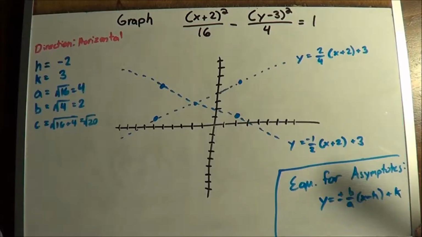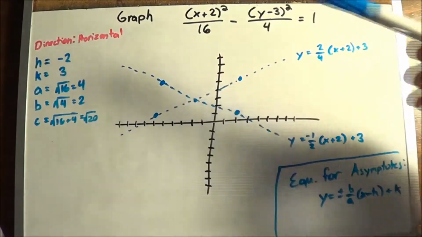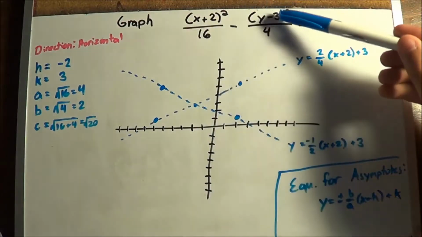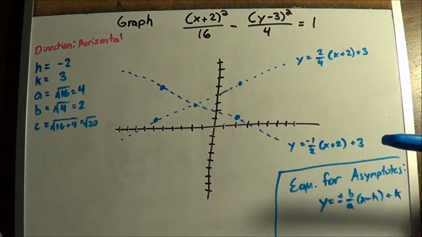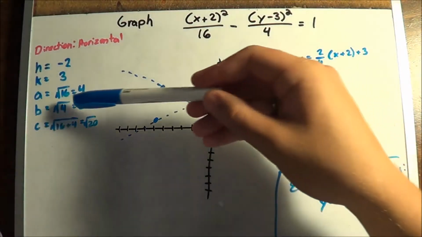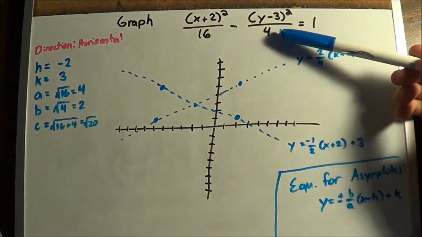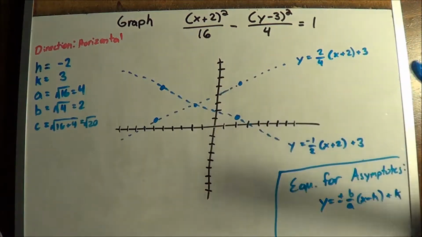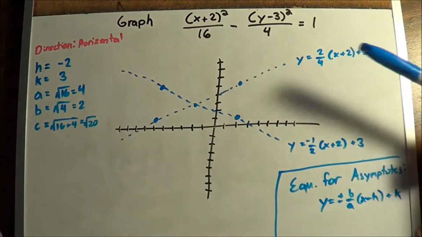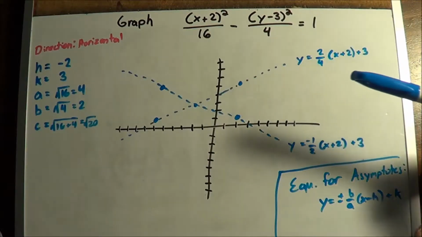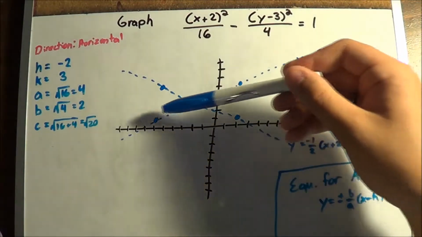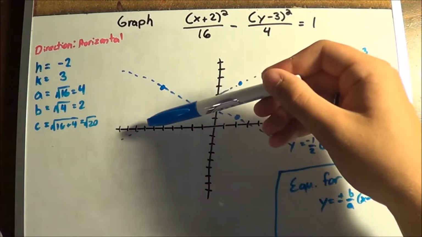Example time! Looking at the positive term here, we see that we're working horizontally for this problem. We are centered at -2, +3, which we get from these numbers in the parentheses. For the asymptotes, I know the slopes are b over a and -b over a. We know a is the square root of 16, or 4, and b is the square root of 4, or 2. That means that the slopes are going to be plus or minus 2 over 4, or plus or minus 1/2. To draw this, I'm just going to go over 4 and up 2, over 4 and down 2, back 4 and up 2, and back 4 and down 2.